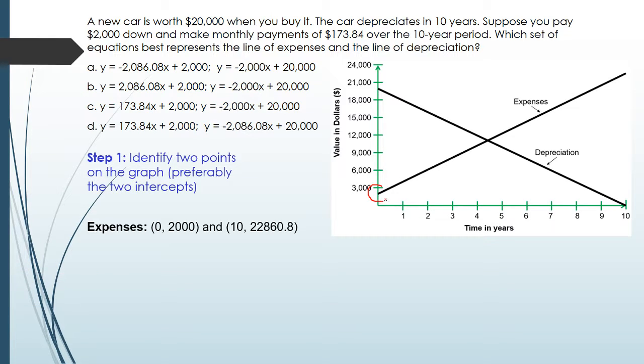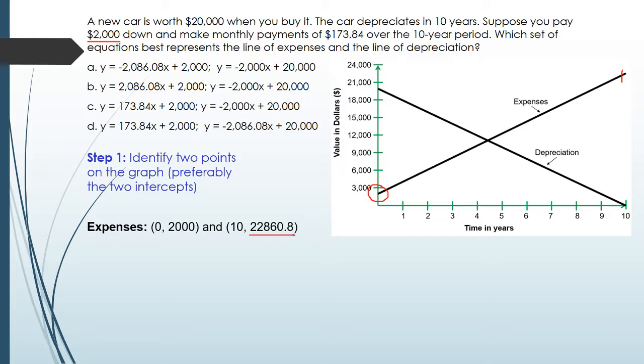So this point right here is $2,000. Right off the bat, we made a $2,000 down payment. That's where the 2,000 came from. And then at the end of 10 years, we want to see how much we spent. So that's where I got the $22,860.80. I put 0.8 just because we're doing points right now, but in reality, it should be a 0 at the end because we're talking about money.